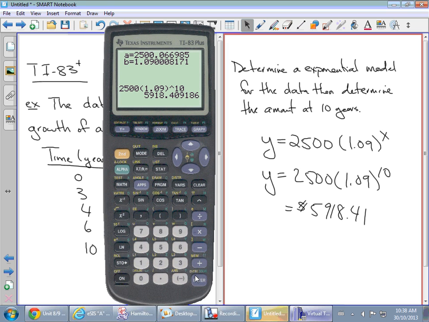So if I asked you another question, what was the growth rate for this money? What did I invest my money at? Right, 9% per annum. How did you get that? Remember that this right here represents your growth factor. Then the number added to 1 is your growth rate, which is 0.09. Change it to a percentage by multiplying it by 100. Make sense? Okay. So I'm going to save this.